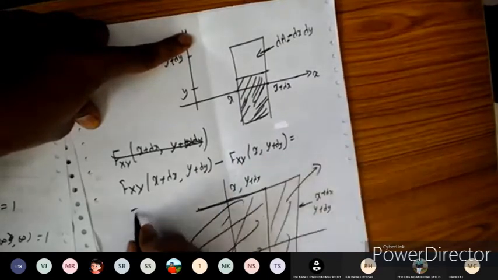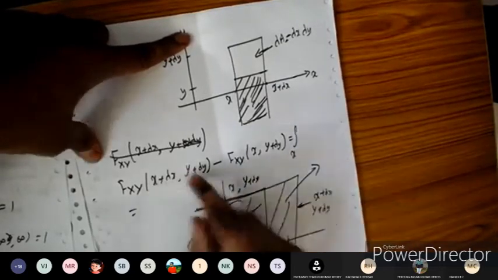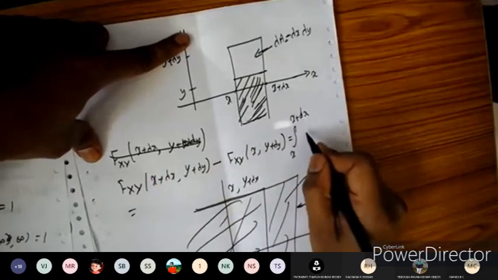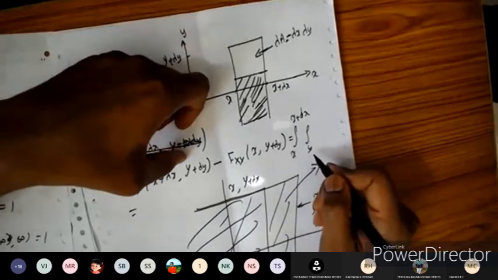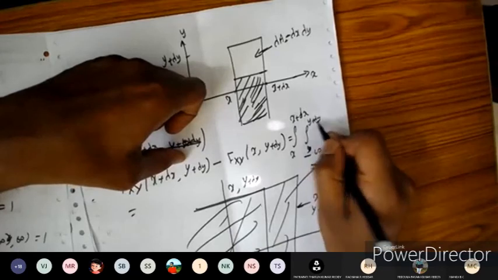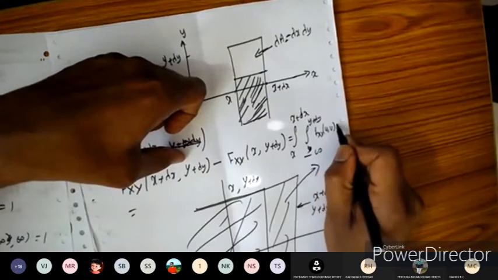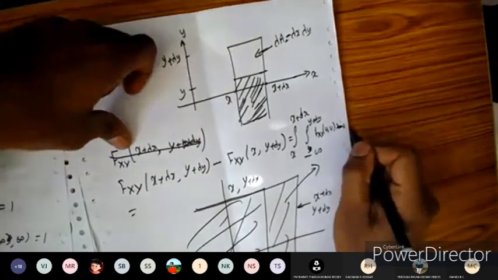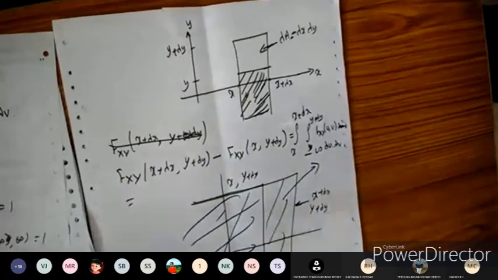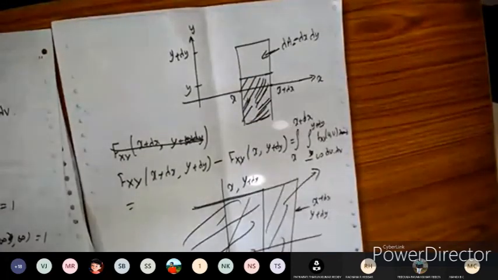It can be written mathematically on the RHS like this: integrating from x to x plus dx, and integrating from minus infinity up to y plus dy. We are working with the PDF, so you can take this as du into dv. Du into dv, so that we get this part of the area here.